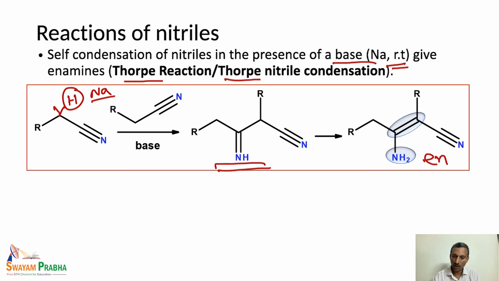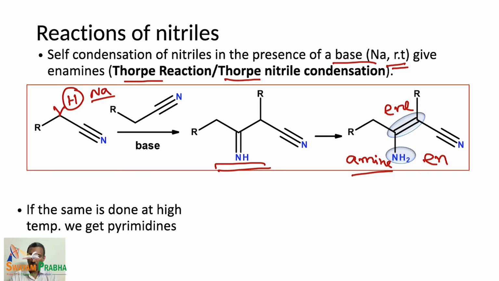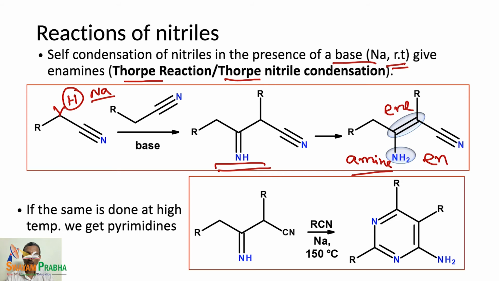We have an ene group. Ene is a double bond and we have an amine NH2 unit. So, when we have ene and amine in the same compound, these are called enamine derivatives. And if we do the same reaction at a very high temperature, we end up with pyrimidine compounds as shown here. So, this is also one of the important reactions for the preparation of pyrimidines. The reaction is carried out at high temperature, that is 150 degrees centigrade.